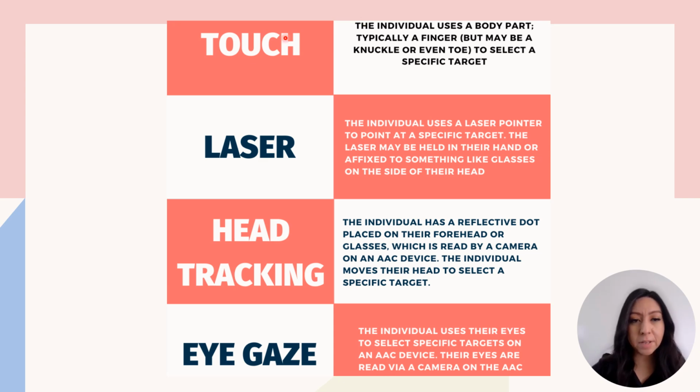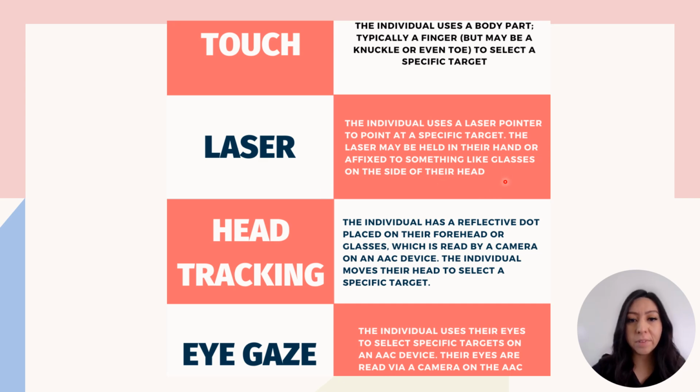Okay, so let's go ahead and talk about some direct access methods. So we have touch, laser, head tracking, and eye gaze. For touch, the individual will use a specific body part. It can be a finger, it can be a toe. They will just use this body part to select a specific target.